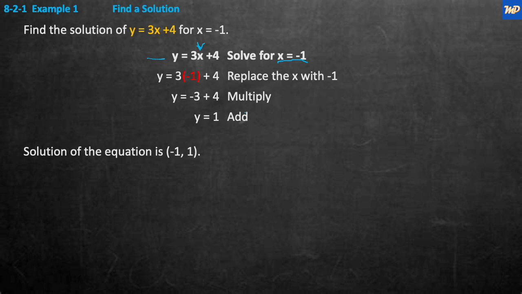And then when we solve this, we're going to say y is equal to minus 3 plus 4, because minus 1 times 3 is minus 3. And then when you add these together, the minus 3 and the 4, you get a 1. So the solution to this is x equals minus 1, y equals 1. So you would write it just that way. The solution of the equation is right here: minus 1, the x value comes first, and then 1. So x equals minus 1, y equals 1. Minus 1, 1. That's the solution right there.